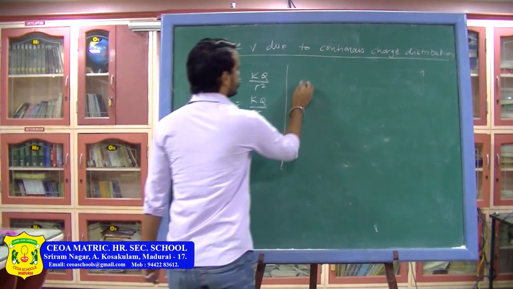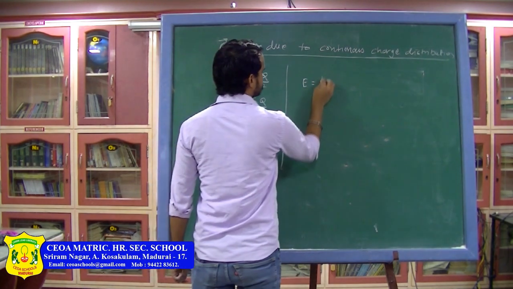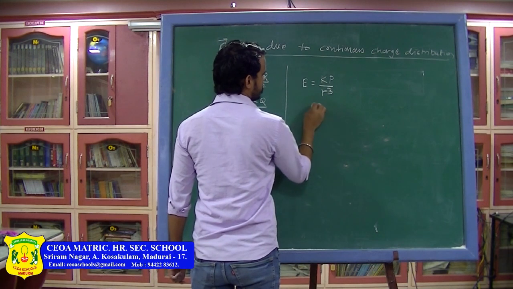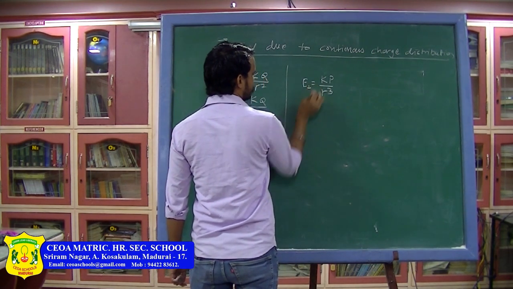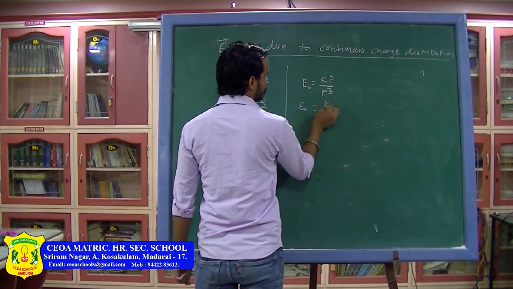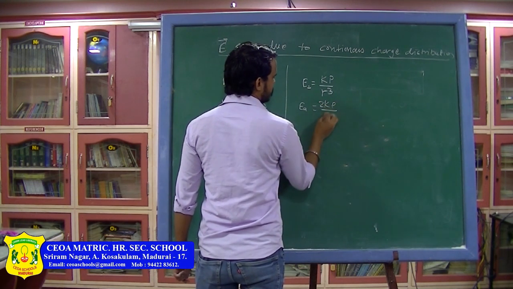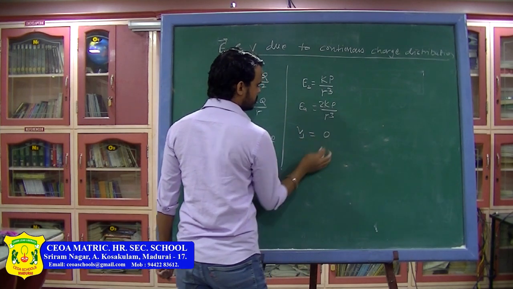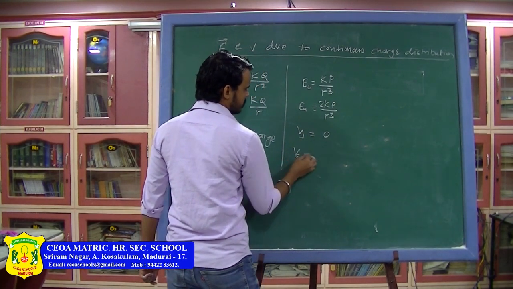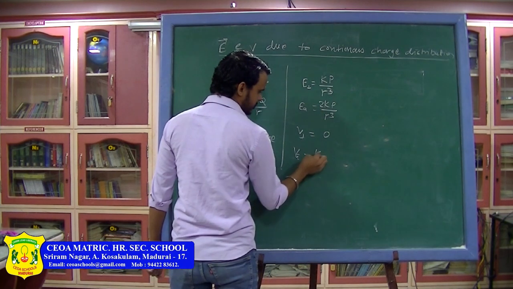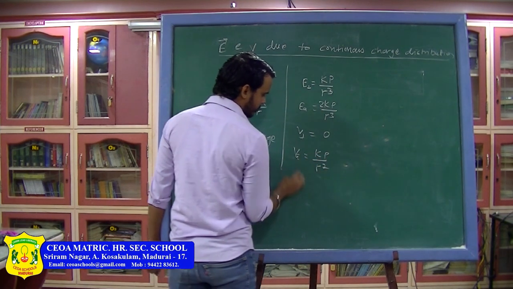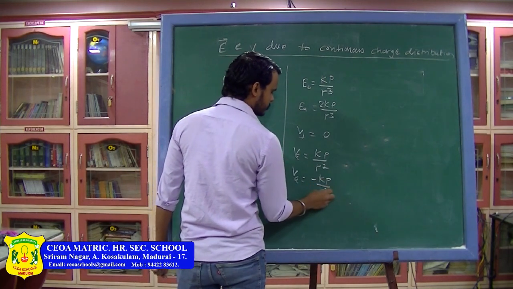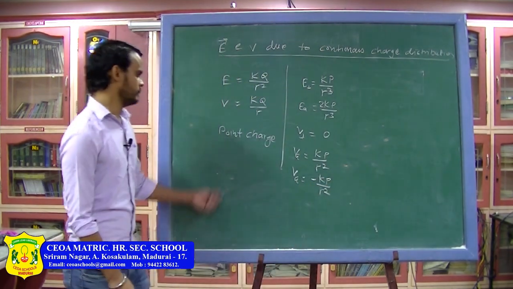Similarly, electric field due to a dipole can be written as kp by r cube on the perpendicular bisector. On the axis it will be 2kp by r cube. Similarly, on the perpendicular bisector, potential will be 0. Potential on the axis close to the positive charge will be kp by r square, and close to the negative charge, it will be minus kp by r square.